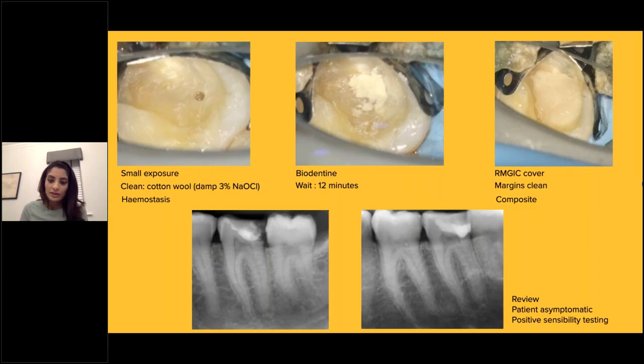Having 4 walls for the access makes a really big difference, because it means that you can put the biodentine in a much more specific area without worrying about it getting on the walls. Because again, when it does get on the walls, it's a bit of a faff having to try and remove it from the walls, because it's still delicate in that initial stage.